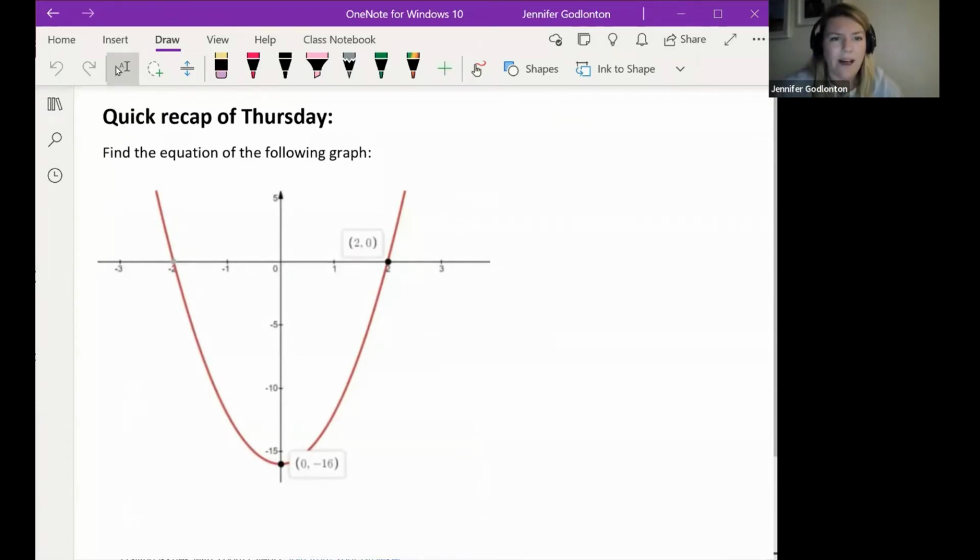So a quick recap of what we did on Thursday. I want to find the equation of this graph. Before we jump into it, what is the equation of a parabola? Y equals what? Who remembers? Grace, tell me. Y equals ax squared plus q. Yes, glorious.